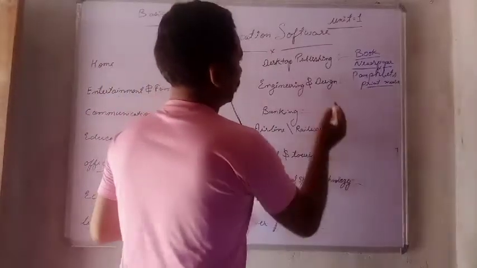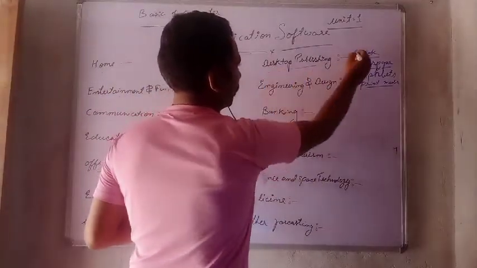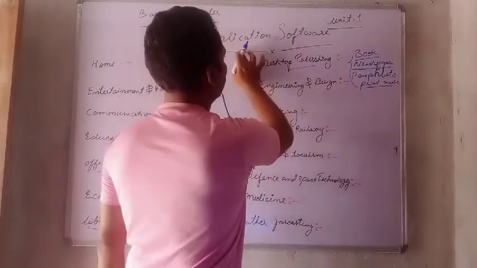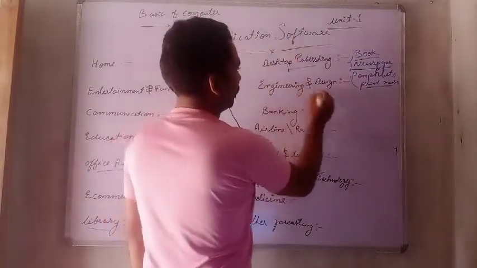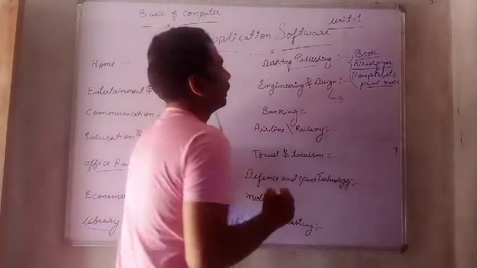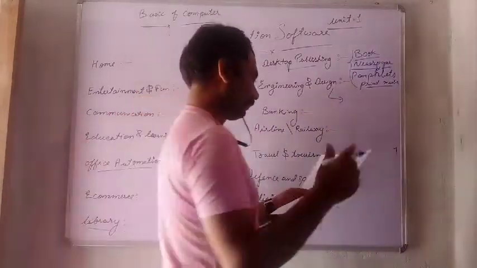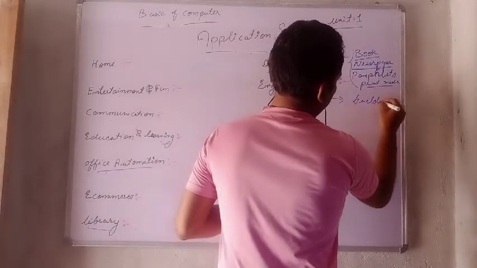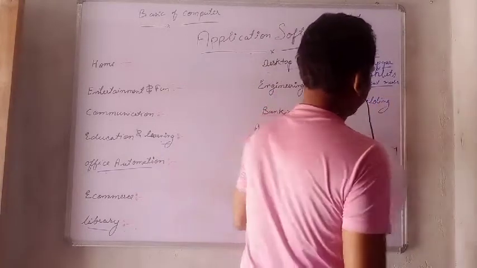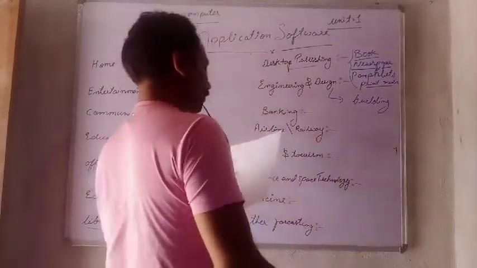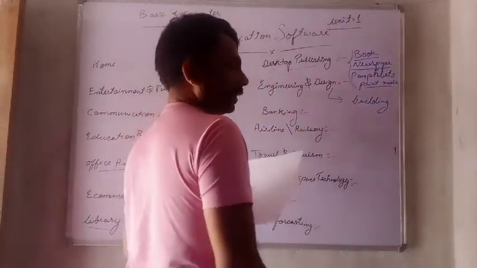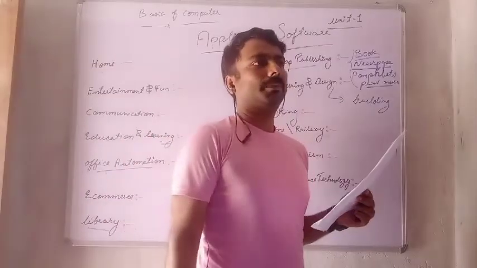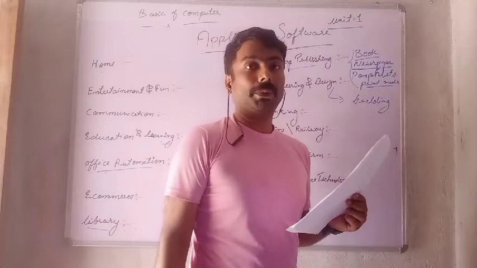Okay, so you have understood how much work there is in the desktop publishing field, and that they require different types of application software. Then we come to engineering and designing. For designing the architecture and structure of a building, we need software. It comes under AutoCAD.